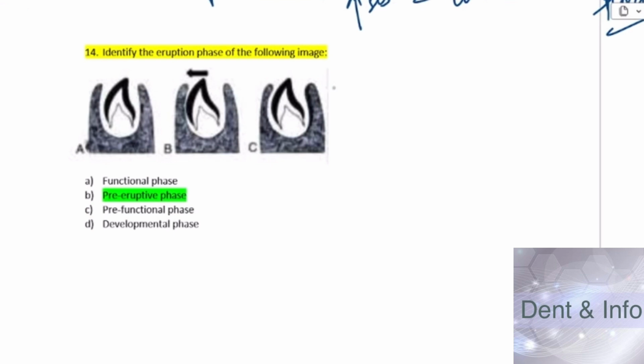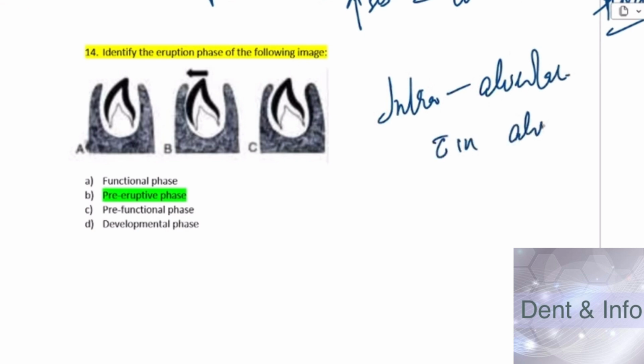Whatever movement is taking place, it's all intra-alveolar, within the alveolar process. Okay. The tooth we are seeing here, the crown is being formed, but the crown has not moved up. We know in which direction the eruptive movement takes place, axial or occlusal. That is not happening. The arrow is just showing some kind of bodily movement, but within the alveolar process, as if they are preparing themselves for eruption. So this is pre-eruptive phase.